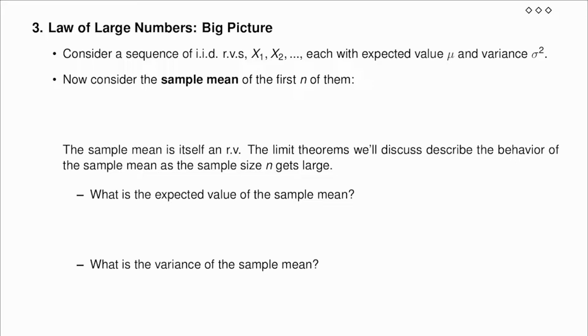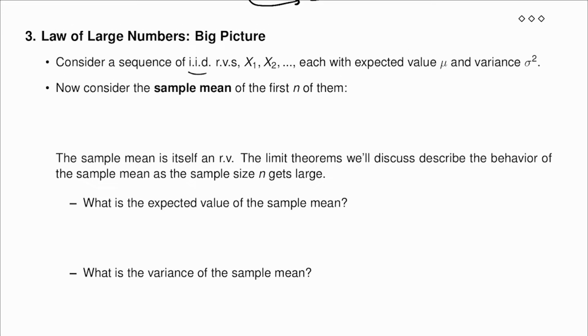So consider a sequence of IID random variables. IID, remember, means independent and identically distributed random variables x1, x2, and so on, each with expected value mu. That means the expected value of x1 is equal to the expected value of x2 and so on, and the expected values are equal to mu. The variance is the same for each, equal to sigma squared.